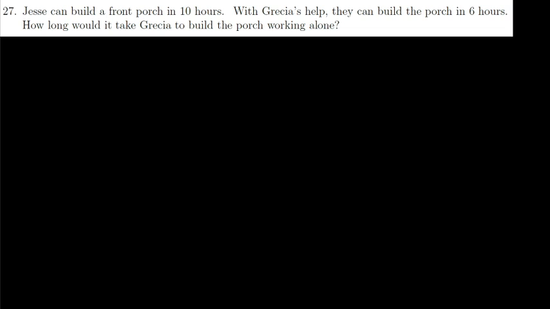Number 27. Jesse can build a front porch in 10 hours. With Grecia's help, they can build a porch in 6 hours. How long would it take Grecia to build a porch working alone? So what should we call it? T for time, maybe G. So let G be the amount of time Garcia works alone.